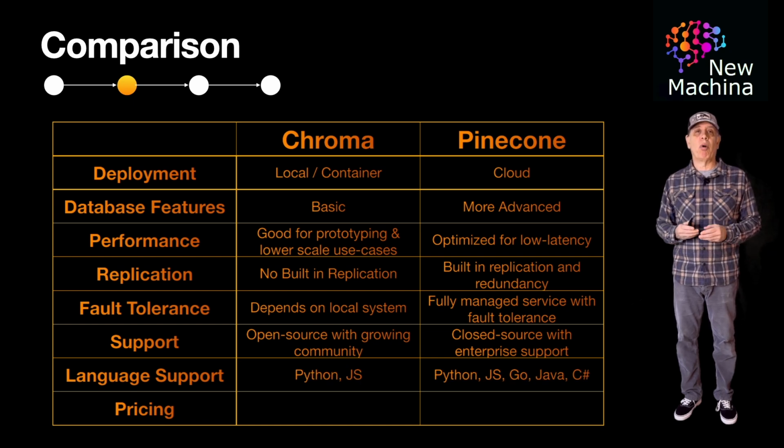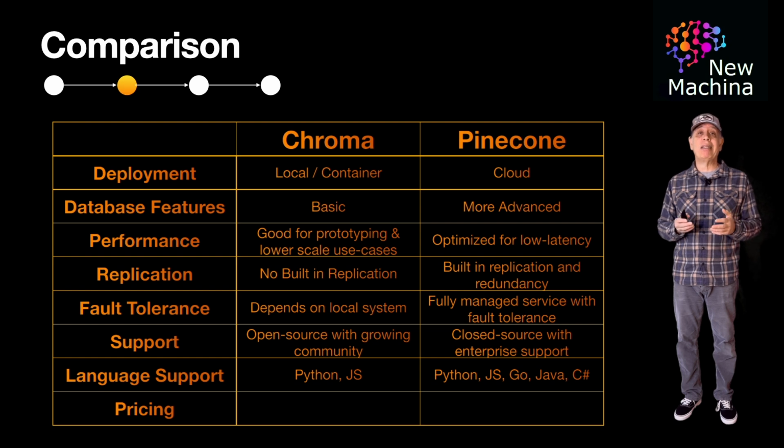What about language support? Well, Chroma supports both Python and JavaScript, while Pinecone wins again here with more options. Pinecone provides language SDKs for Python, JavaScript, Go, Java, and C#.